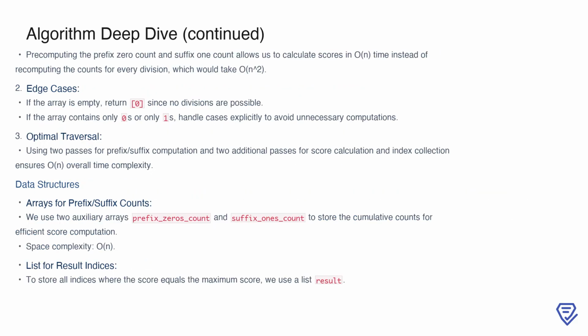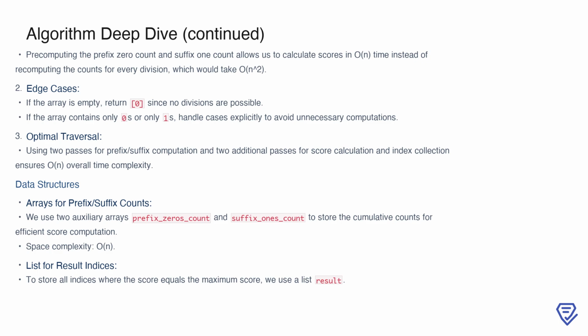Pre-computing the prefix and suffix counts is a critical optimization in this approach. Without it, we would need to recompute the counts for every division point, resulting in a time complexity of n squared. Instead, with pre-computation, we achieve an overall time complexity of O(n) for these calculations.